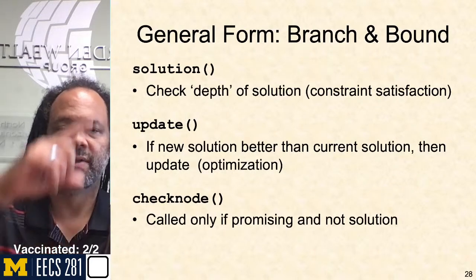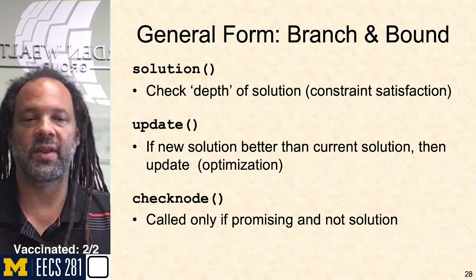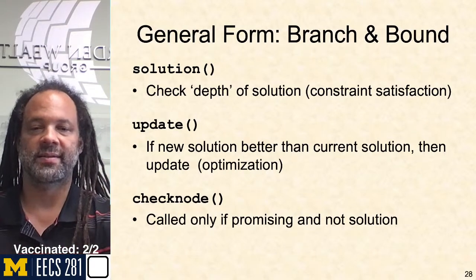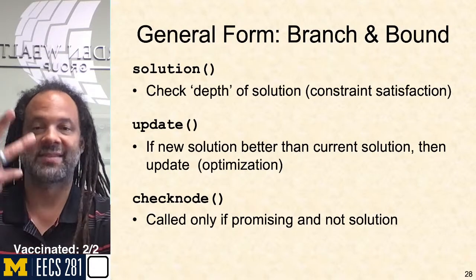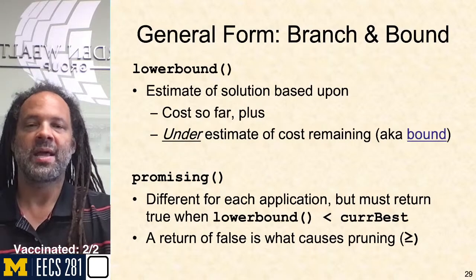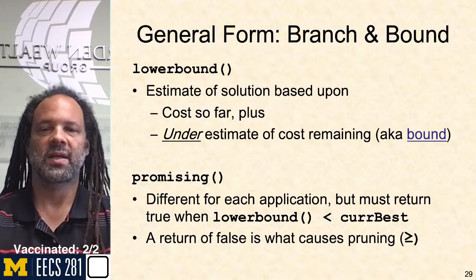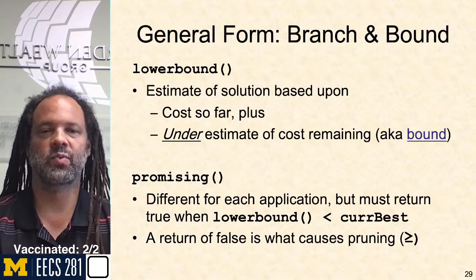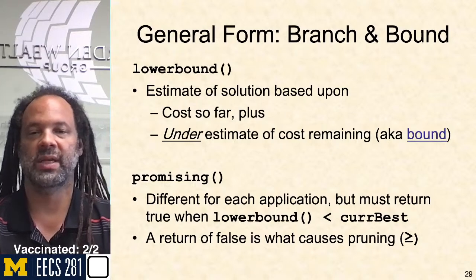What's new about it? Solution is similar, update is new, and this is what I mentioned here. If the solution is better than the current solution, then I'm going to update this. This is my optimization step because I've seen something better than I've ever seen. That's the one I want to keep track of. Check node is similar as before. And then now we've added something here that we haven't seen just yet. This is this lower bound. And this is where the bound of branch and bound comes from. One of the bounds, anyways.